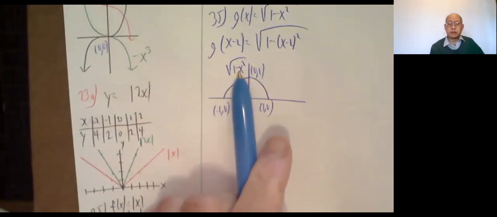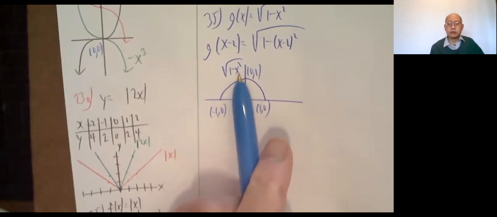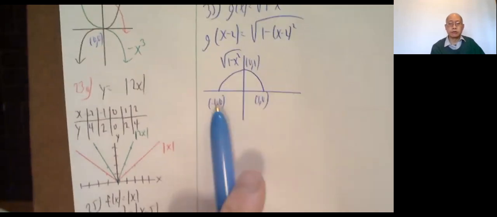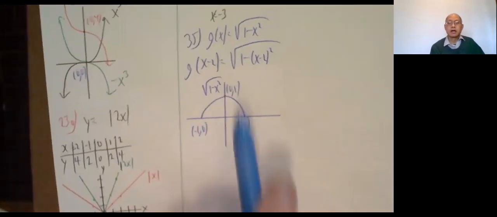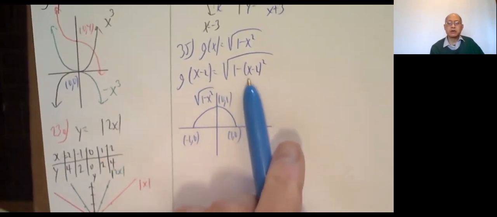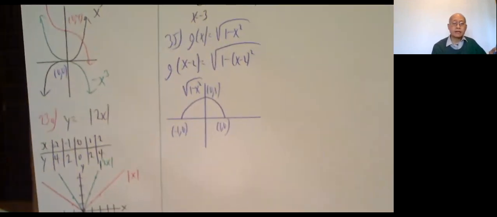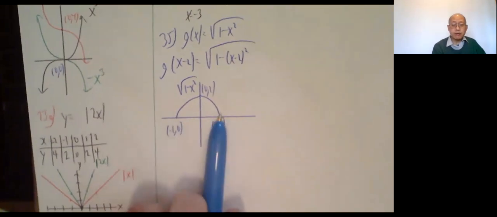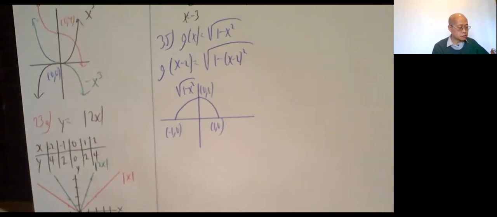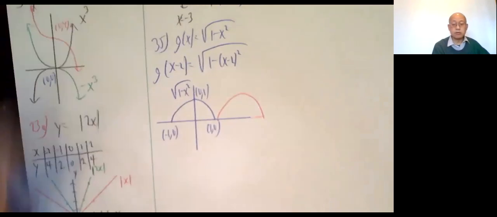By the way, when you plug in 0, you get square root of 1, which is 1. Plug in 1, 1 minus 1 is 0, square root of 0 is 0. Plug in negative 1, negative 1 squared is 1, 1 minus 1 is 0, square root of 0. Okay. Now, what happens if I replace x by x minus 2? That moves 2 units to the right. So this thing ends up over here. So it's just like I have another branch there, so to speak. Move it over to there.